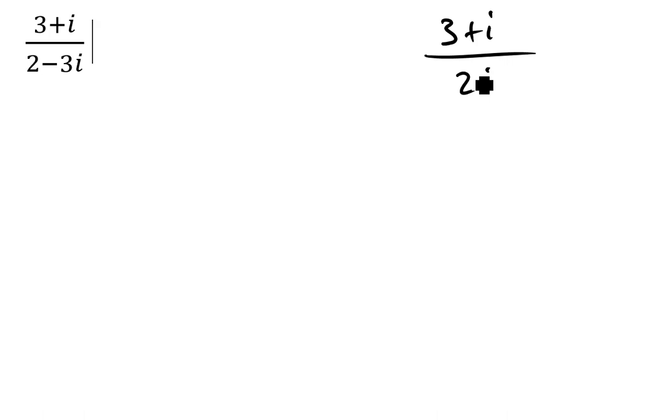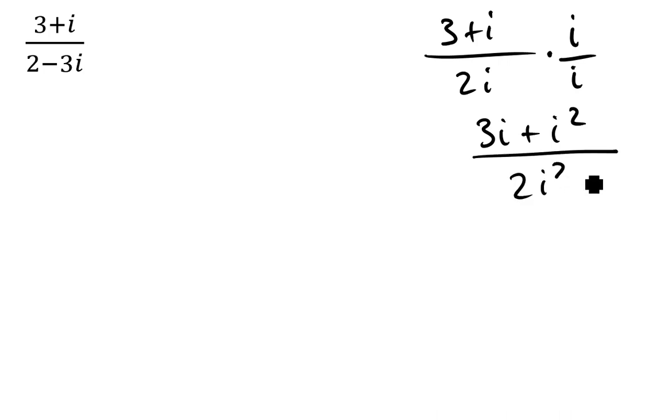And when we were looking at radical or irrational numbers earlier, we know that in simplified form, we don't like to have radical expressions left in our denominator. So I'm going to multiply this fraction, this ratio, by i over i. Now, when I do that, the numerator becomes 3i plus an i squared. My denominator becomes 2i squared.